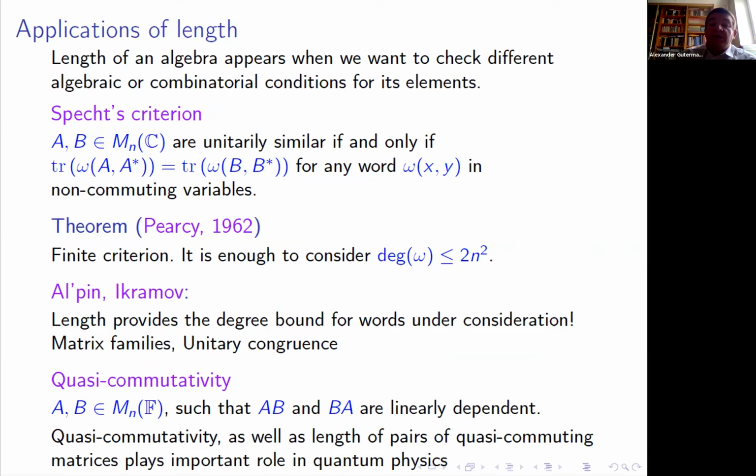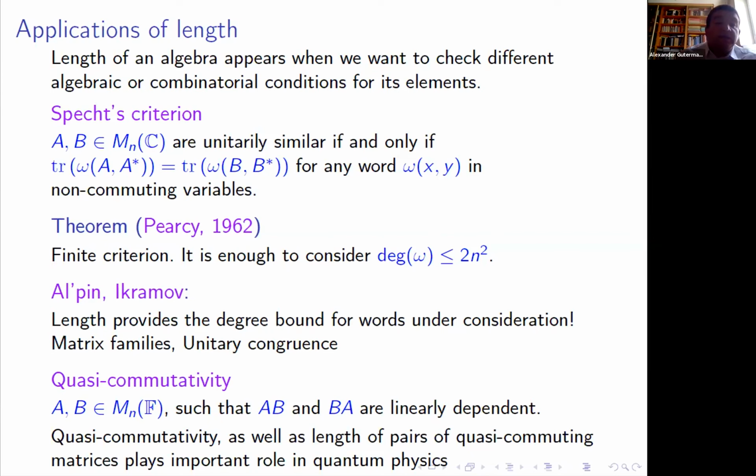So AB is equal to QBA, and this quasi-commutativity could be considered as a condition that words AB and BA are linearly dependent, and this relation turned out to be very important for quantum studies, and in particular studying the length of this couple as a generating system is important.